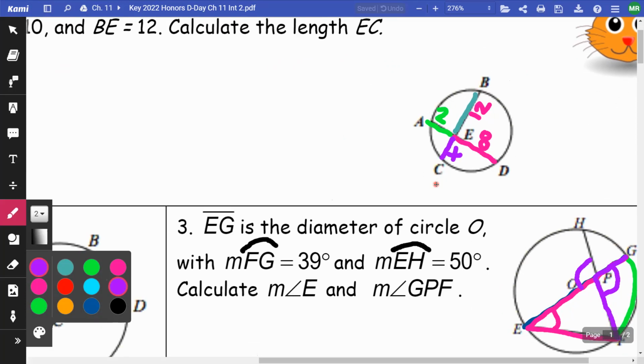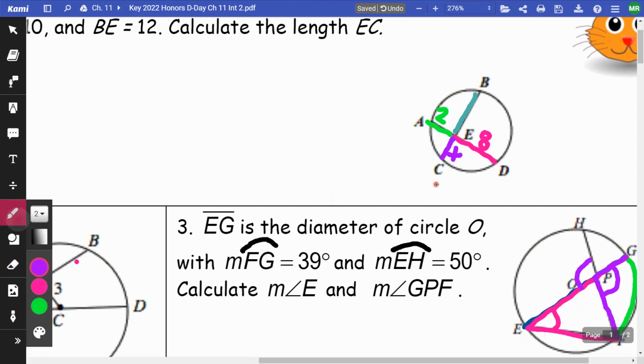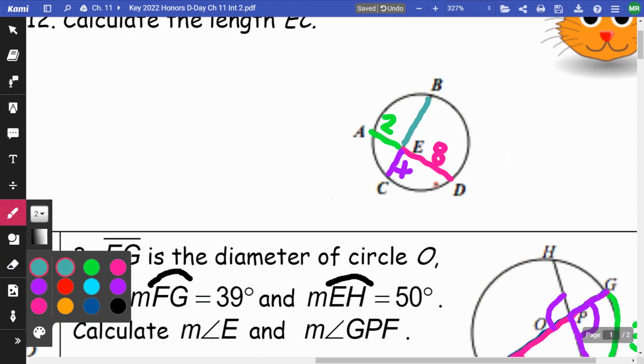Whoops, hold on. I wanted to color code. Apologize, just trying to keep things straight. What's what? Okay, so this is the teal piece. So this is 12.